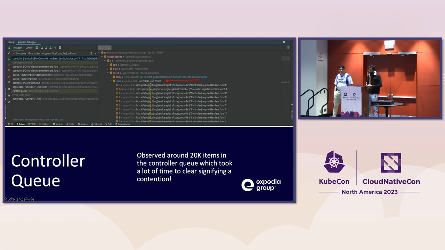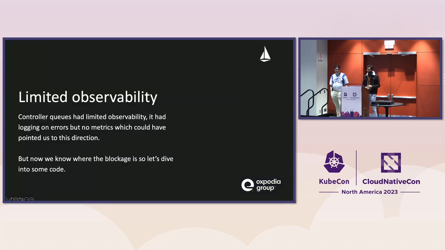So this is a screenshot of our debugger when there was some pod churn, and the pod churn was at peak. And a few slides back, we talked about this controller queue, which was getting all those events from the API server. At that peak, it had 20,000 elements in it, and they were taking a lot of time to get processed, which clearly signified that there was some contention, some delay along this path. But from an observability point of view, that controller queue had only error loggings.